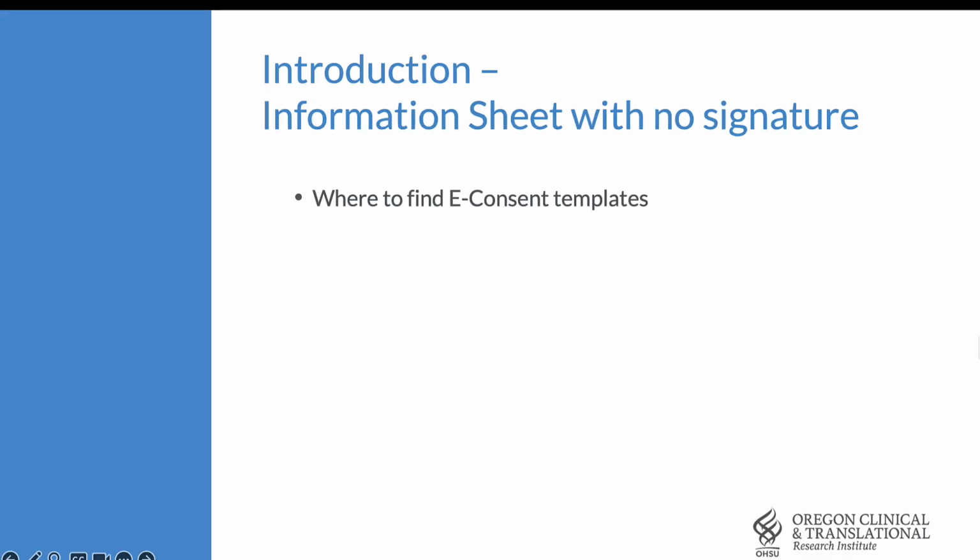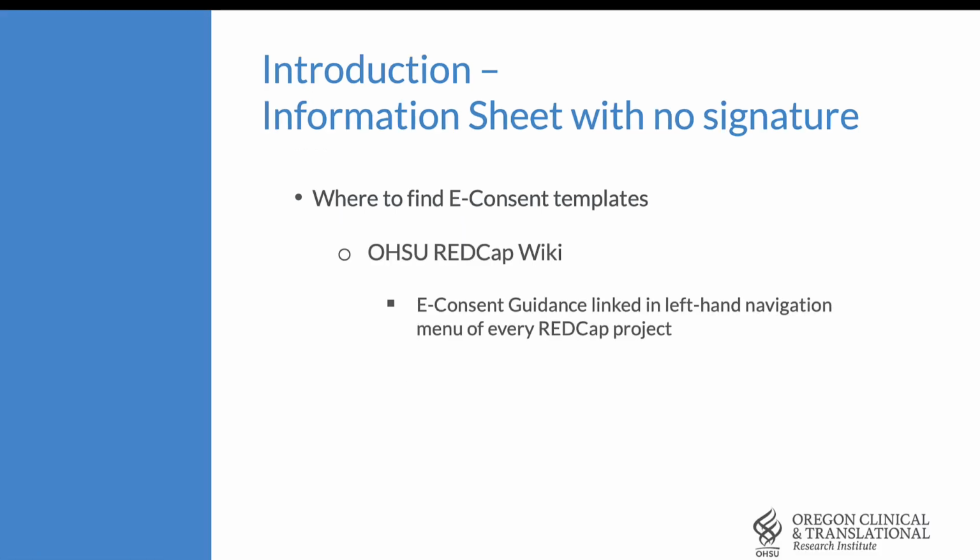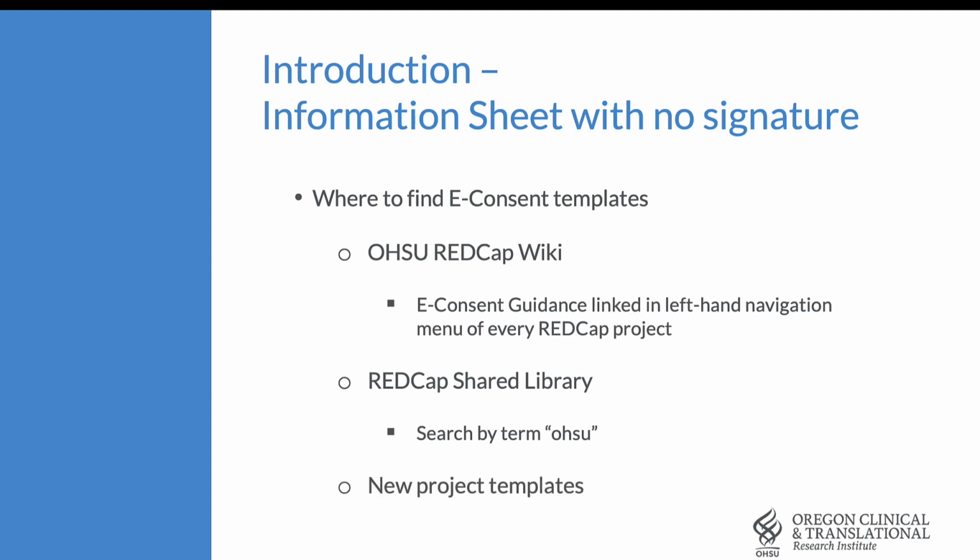The e-consent templates can be found in three places. You can download a template zip from the OHSU REDCap wiki. You can follow the link e-consent guidance, which is included in the left-hand navigation menu of every REDCap project. You could download the templates from the REDCap shared library. Simply search by the term OHSU to find those templates in the shared library. Or you could also already have a consent form included in your REDCap project because it was selected in one of the new project templates when your project was requested. And now let's jump over into REDCap and get a look at the information sheet with no signature template.